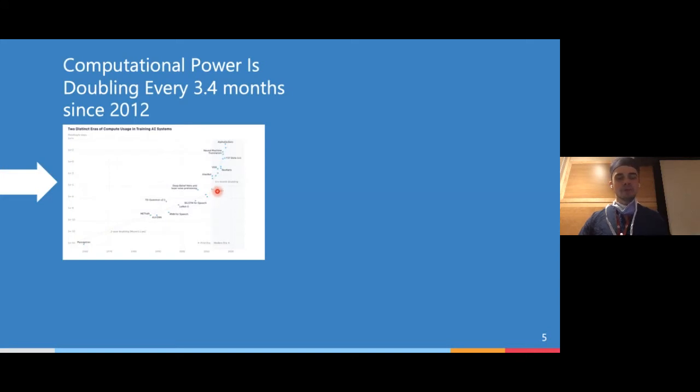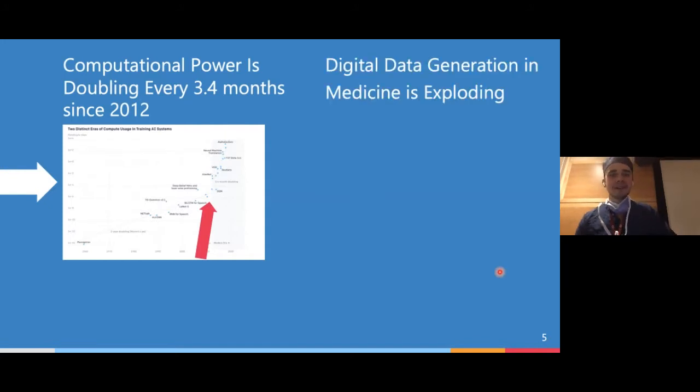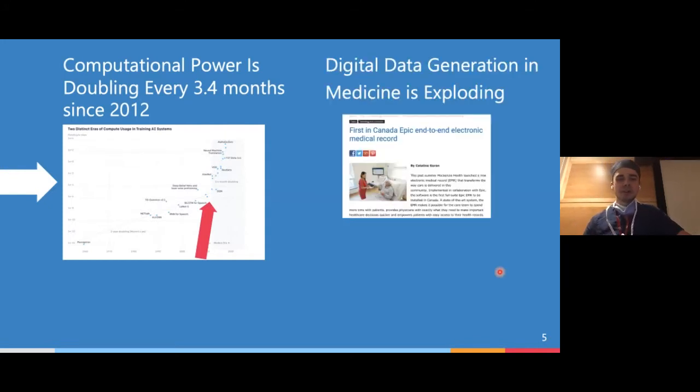But since 2012, due to a shift in the way the processors are manufactured, computer power has been doubling every 3.4 months. And what was requiring extremely specialized expertise and very expensive computers now can be done with much more affordable computers that, you know, any medical center or really any person can afford. So that really made AI mainstream, because anyone can develop their own AI model today due to the access to very strong computer power. And similarly, we have an explosion of digital data in medicine. So Ottawa Heart Institute and the Ottawa healthcare system was very lucky to be the first in Canada to have an Epic end-to-end electronic medical record.